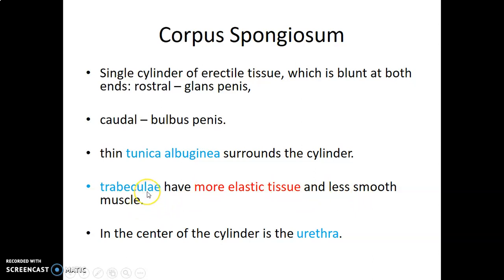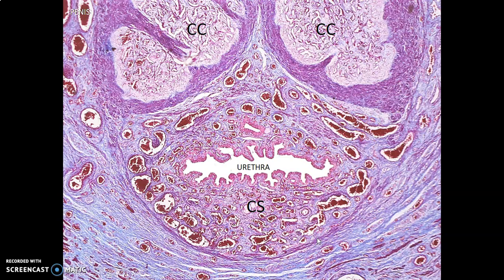So remember, the trabeculi are the walls of the vascular channels within the erectile tissue. So in the corpus spongiosum, they are more elastic and have less smooth muscle cells. Now, in the center of this corpus spongiosum is the penile urethra. So histologically, this is how the penis looks. Definitely this is corpus spongiosum because of the presence of the urethra.